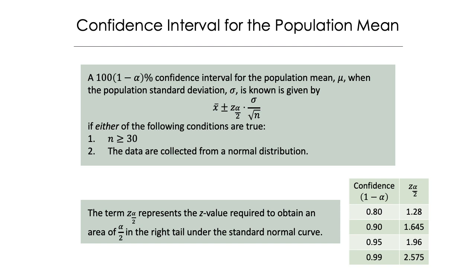The term z sub alpha over 2 represents the z value required to obtain an area of alpha over 2 in the right tail under the standard normal curve. So for common values of confidence, we can have common values for the z sub alpha over 2. If your confidence level is 0.80, your z alpha over 2 is 1.28. If your confidence level is 0.90, it is 1.645. If 0.95, it is 1.96. And if 0.99, then it is 2.575.